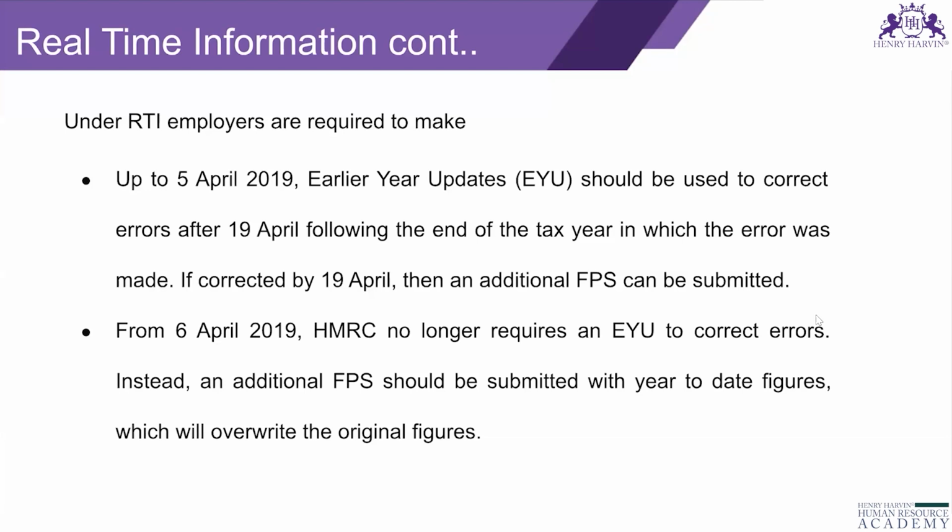Okay, from 6th April 2019, that is the new year from 2019, HMRC no longer requires an EYU to correct errors. Instead, an additional FPS should be submitted with the corrected YTD figures, which will override the original figures. For example, you have sent 20,000 as gross salary, but the employee's salary should have been 19,000. So you will now send 19,000, and they will understand the 1,000 was extra. For year end additional FPS, remember you have to provide the correct YTD figure. You see this?